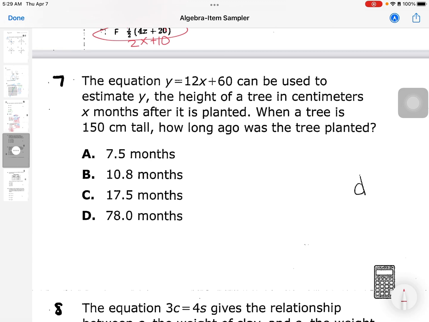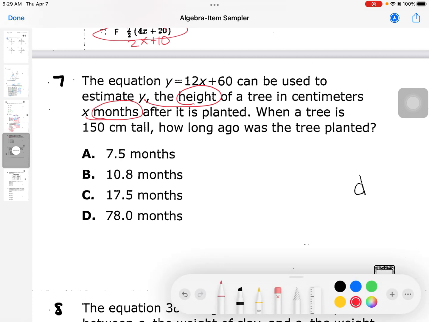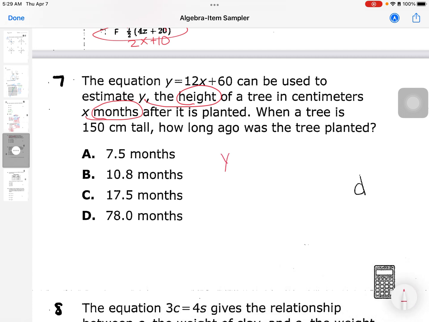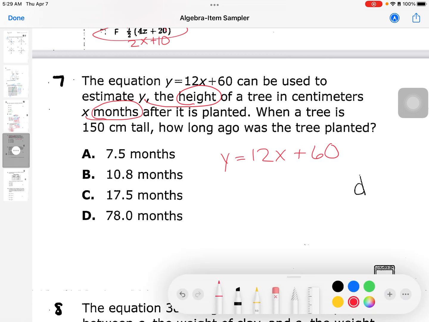Number 7 now, if we take a look at that one, says the equation y equals 12x plus 60 can be used to estimate y, the height of a tree in centimeters, and x is the month after it is planted. When a tree is 150 centimeters tall, how long ago was the tree planted? So we're going to start with our equation. Remember, we talked about in the formula packet, if they give you an equation, it's important that you use that. It's like their way of saying this is how you solve it.